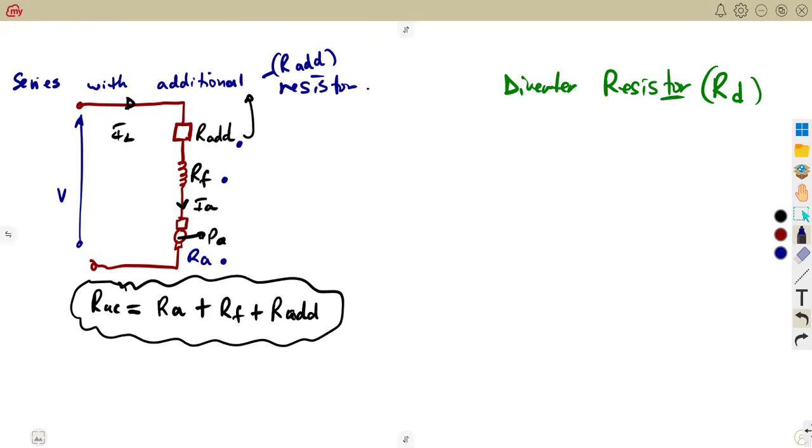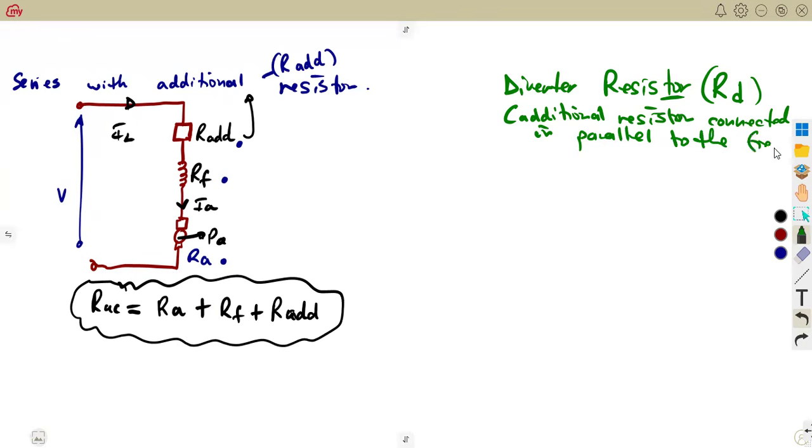So the diverter resistor is simply an additional resistor which is connected in parallel. In parallel to what? In parallel to the field. So it is connected in parallel to the field coils, to the field winding that you're given. It is connected in parallel.